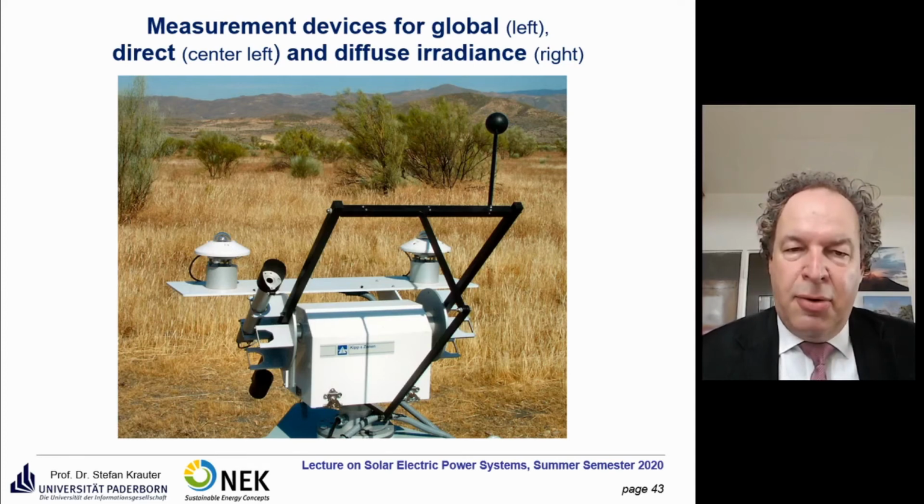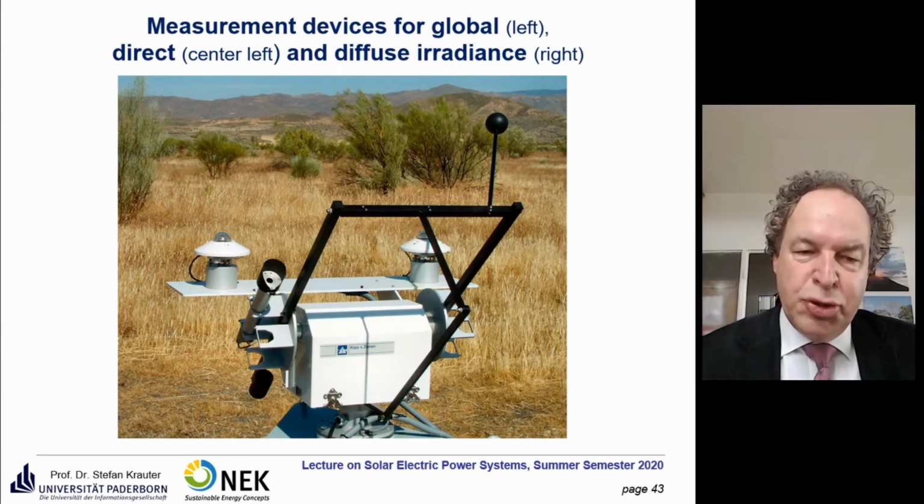And on the very right part, you see this black ball on top. This is a so-called measurement device for diffuse irradiance. This is a so-called shadow ball. It's positioned exactly so that it shadows the sun. So the pyranometer below sees exactly everything beside the sun. It sees all the diffuse part, but not the sun.